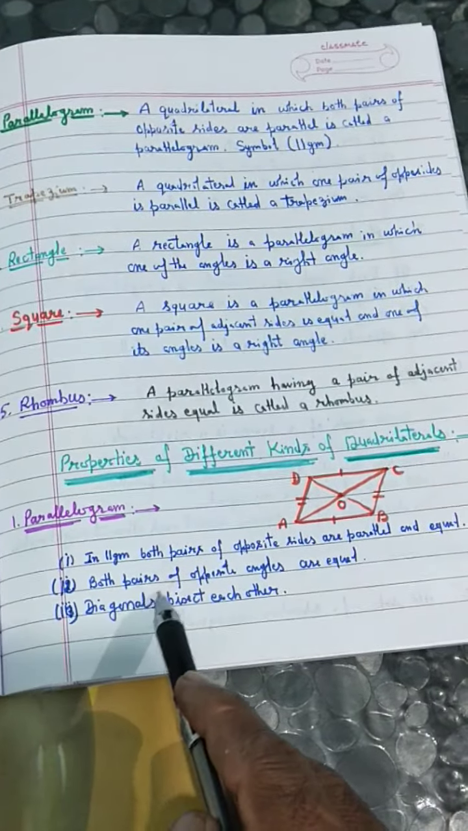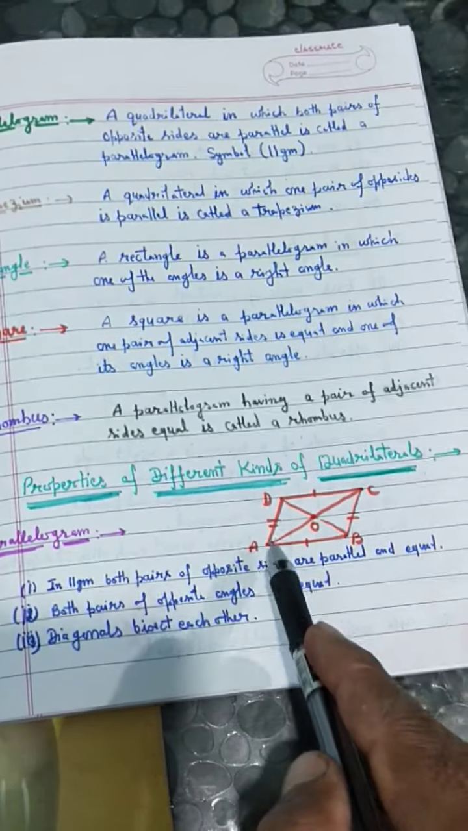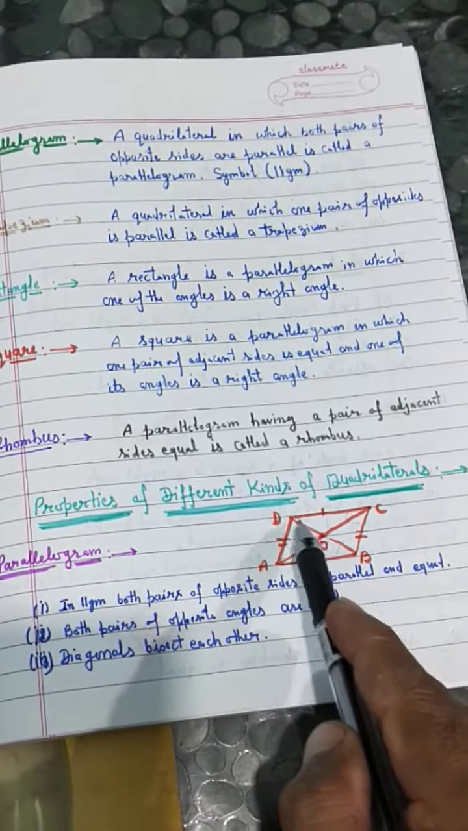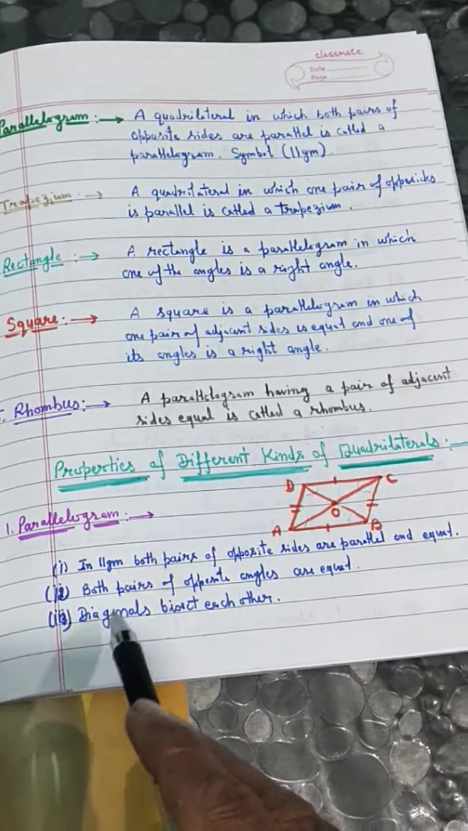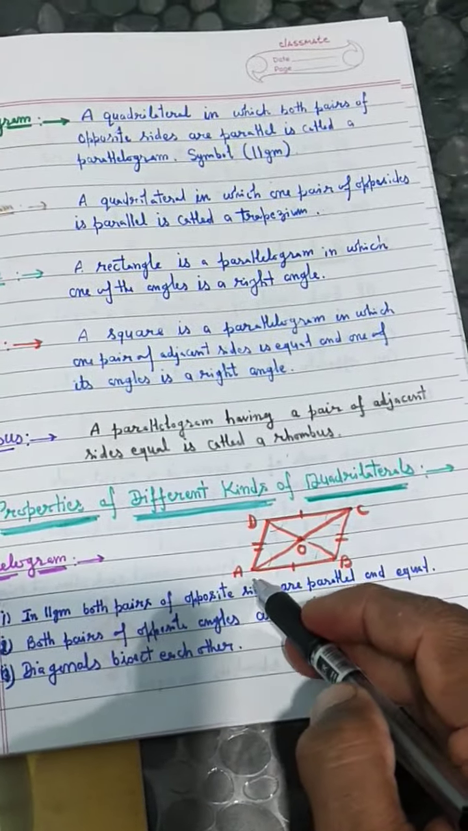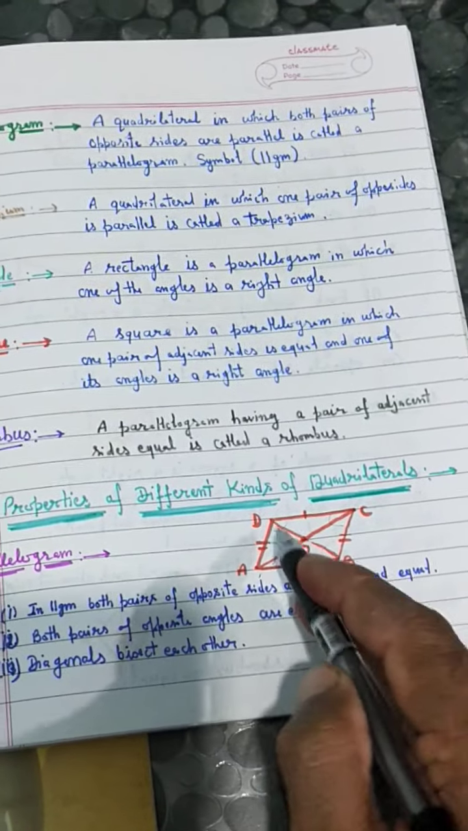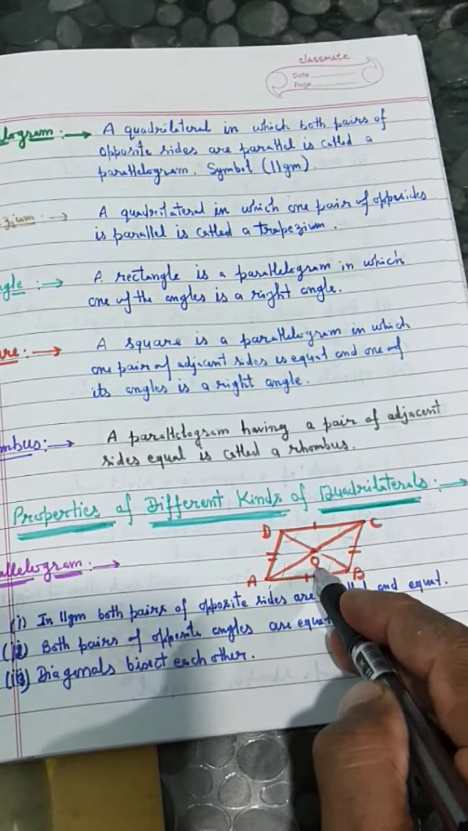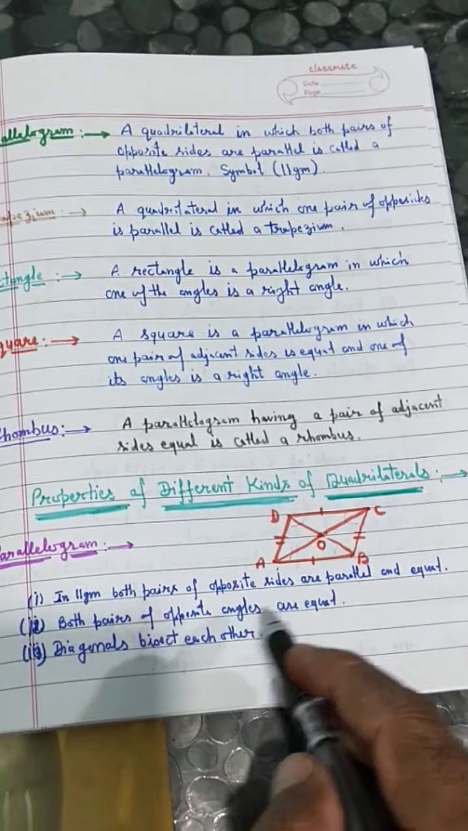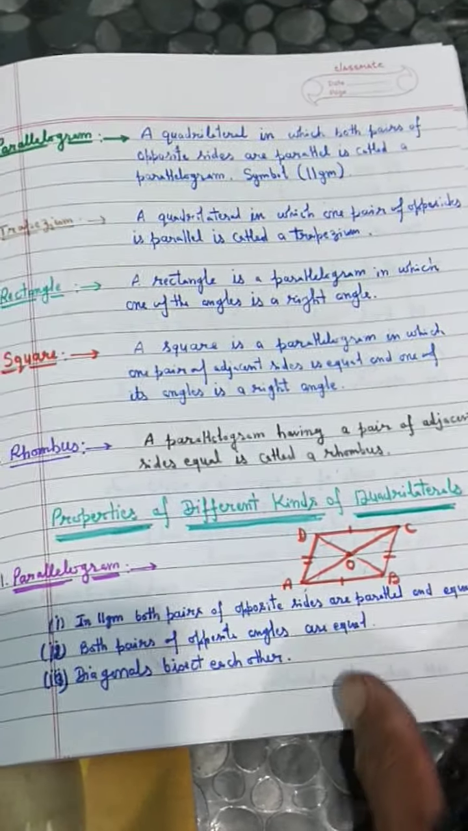Now in a parallelogram, both pairs of opposite angles are equal. Angle A is equal to angle C and angle B is equal to angle D. And in a parallelogram, diagonals bisect each other. Diagonals AC and BD bisect each other at O. And in a parallelogram, opposite sides are parallel and equal.